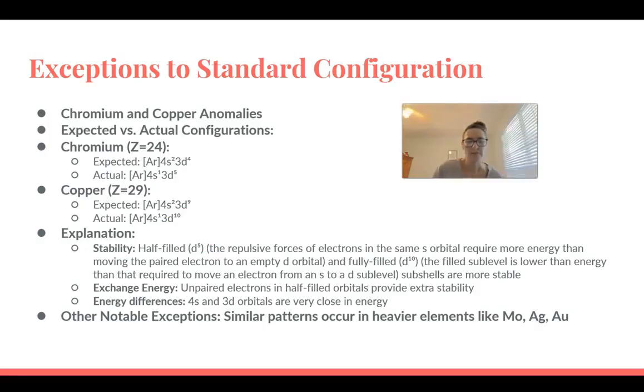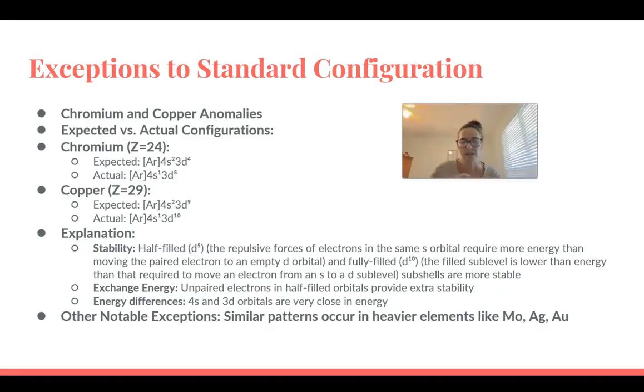So basically half-filled d sublevels, so 5 electrons, and fully filled d sublevels are more stable, and that is because, for example, let's look at the movement of chromium's electron from the 4s to the 3d sublevel. The repulsive forces keeping those electrons in that 4s sublevel require more energy than it would take to move that electron to the empty d orbital.